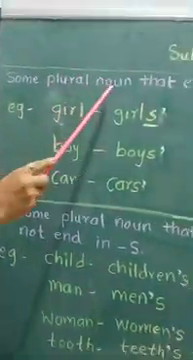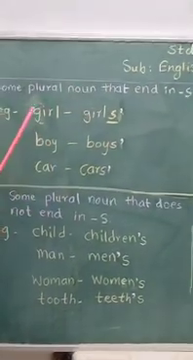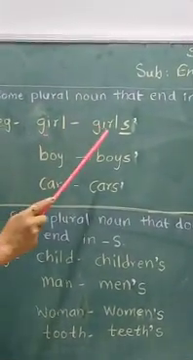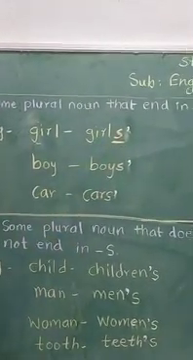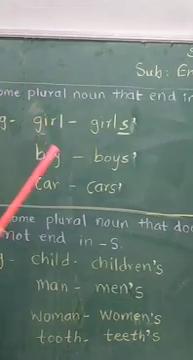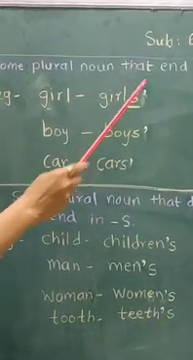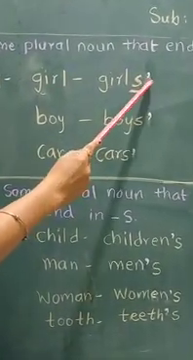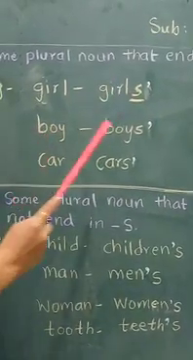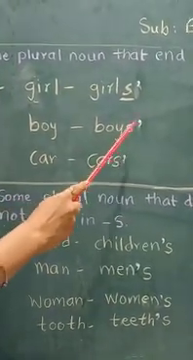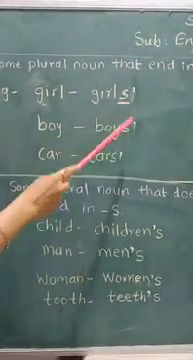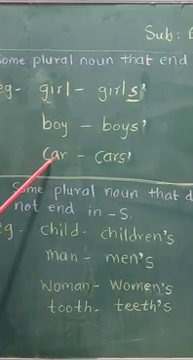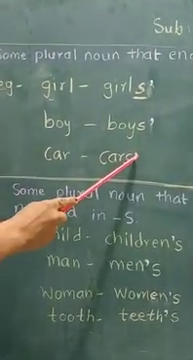Let us see some more examples. See here. Some plural nouns that end in s. See here. What is the plural form of girl? Girls. So we can add here an apostrophe to the plural noun that ends in s. Apostrophe we add after the s. Boy, boys. After the s we add here an apostrophe, which ends in s. See here, which ends in s. Car, cars, which ends in s.